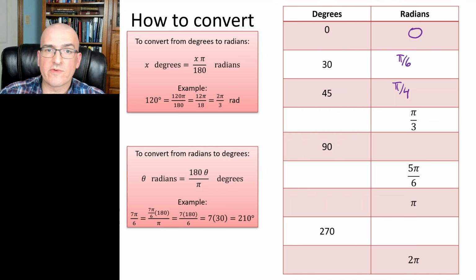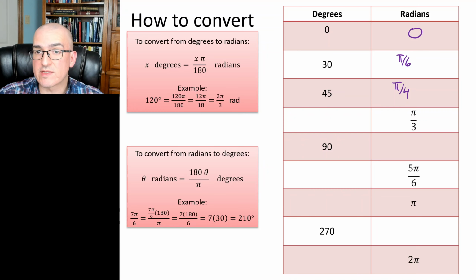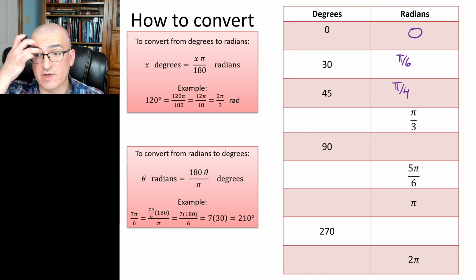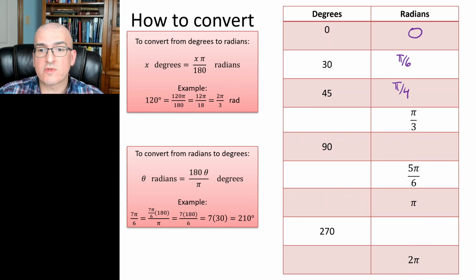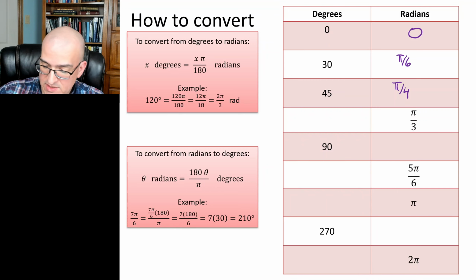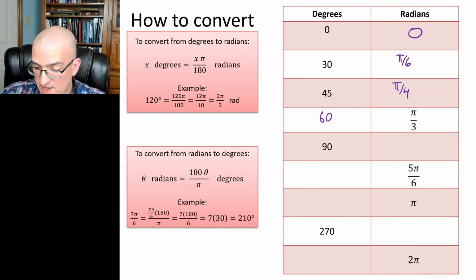Okay, now how about the reverse? Going from radians to degrees. So pi over 3 measure. We're going to take our pi over 3, multiply it by 180, and divide it by pi. So the pi's are going to cancel. We have 180 divided by 3, which is 60. So that's 60 degrees.